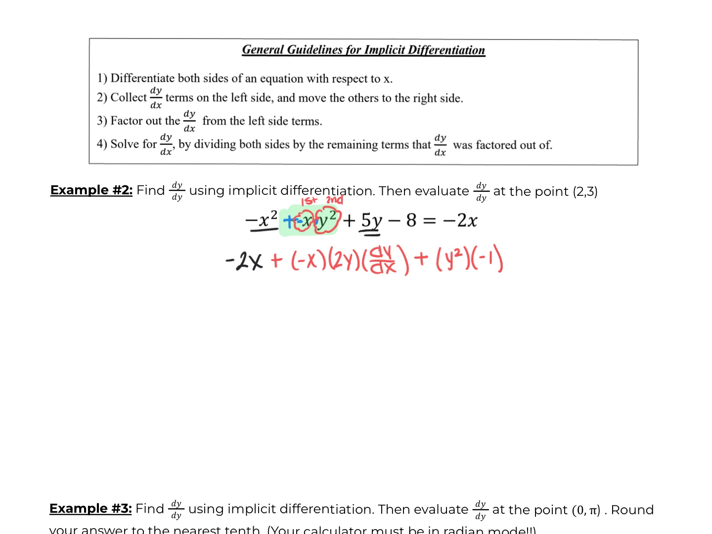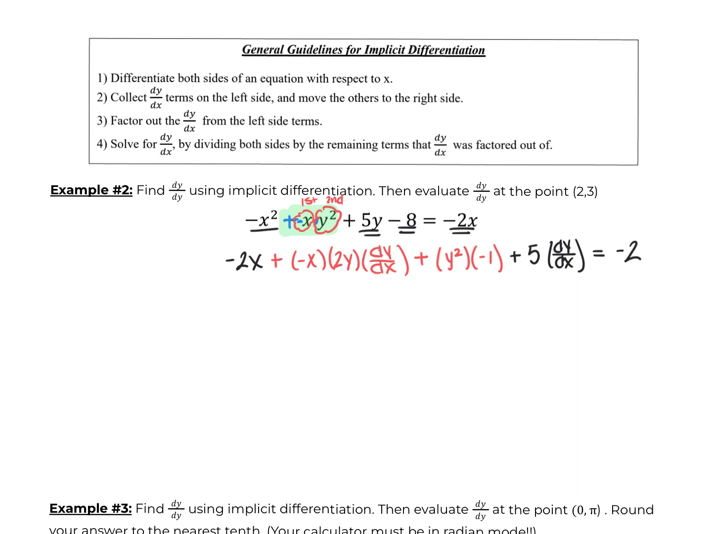What's the derivative of negative 5y? Positive 5, and then dy/dx. Derivative of negative 8 is 0. Bring down the equal sign. Derivative of negative 2x is negative 2.